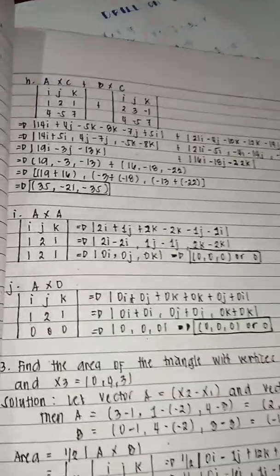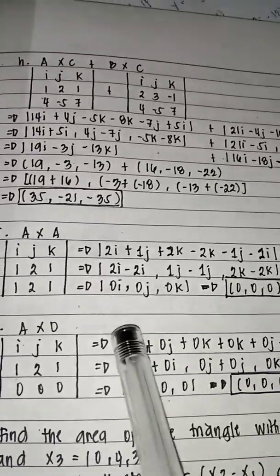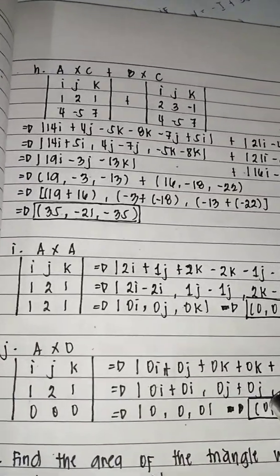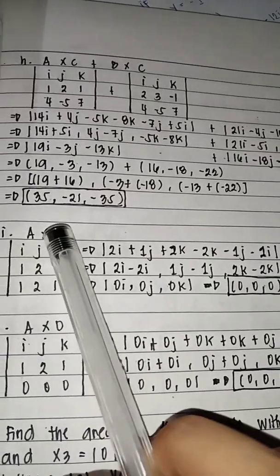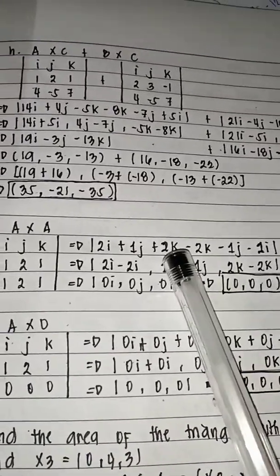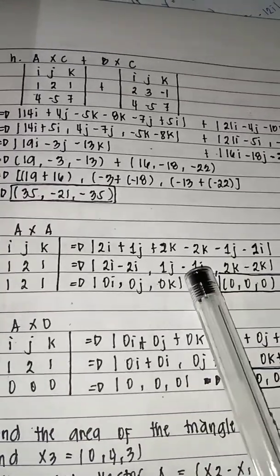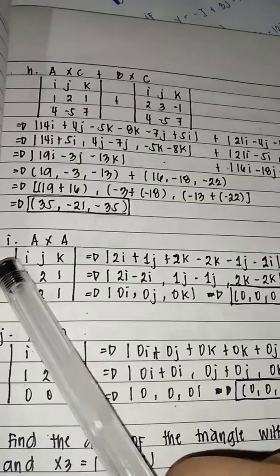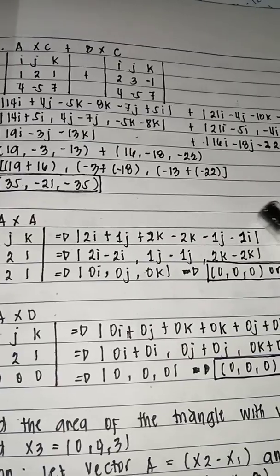So next, letter I: A cross A. To compute A cross A, we use the determinants as follows. So i times 2 times 1 is equal to 2i. j times 1 times 1 is equal to 1j. k times 2 times 1 is equal to 2k. And 1 times 2 times k is equal to negative 2k. 1 times j times 1 is equal to negative 1j. 1 times 1 times 2 is equal to negative 2i.